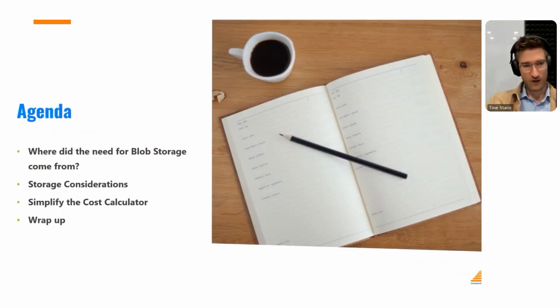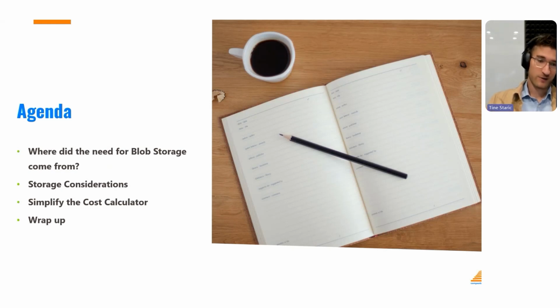But if we get back to the content today, what are we going to talk about? First, we're going to talk about where did this need for blob storage come from? I mean, we've all been working with NAV for the past 20 years and never have we had a problem with storing blobs, with storing files. Why do we now suddenly need this external Azure Blob Storage resource? Once we establish that, we're going to talk a little bit about storage considerations. We're going to talk about the alternatives, what are the pros and what are the cons of each of them.